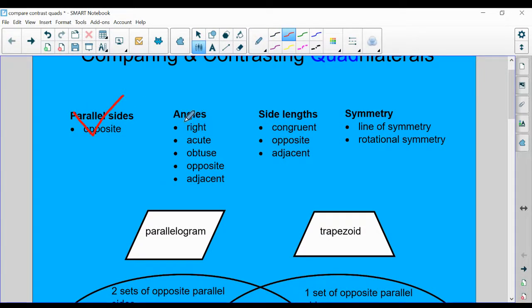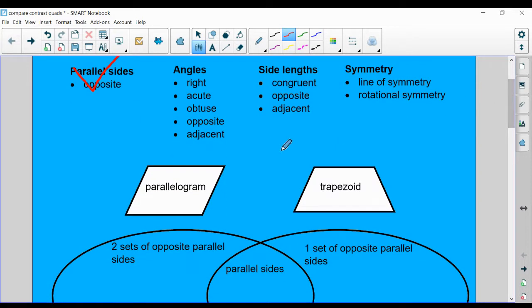Now we're going to look for the angles. We have right angles, acute, obtuse, opposite, adjacent. So let's take a look. Do we see any right angles here? No, there are no right angles. What about acute? Acute means less than 90 degrees or smaller than a right angle. Here's one. This one's bigger than 90 degrees, so that's obtuse.